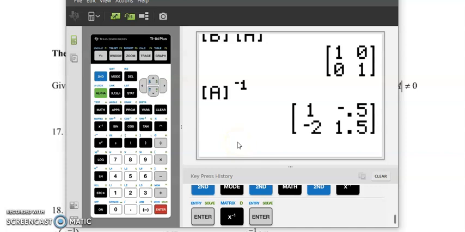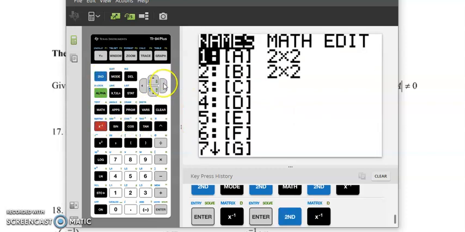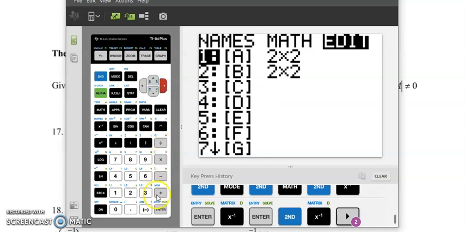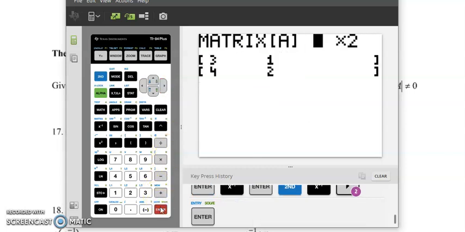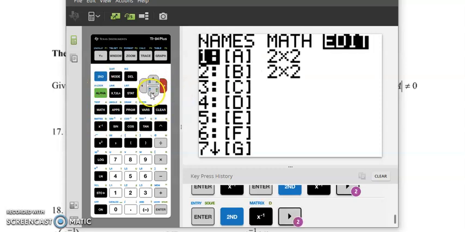Now, if we want to prove that the inverse that we just put in, the inverse they gave us, the 3, 1, 4, 2 matrix, we're going to go ahead now and input what we calculated to be the inverse matrix.